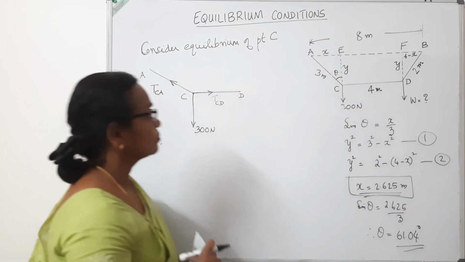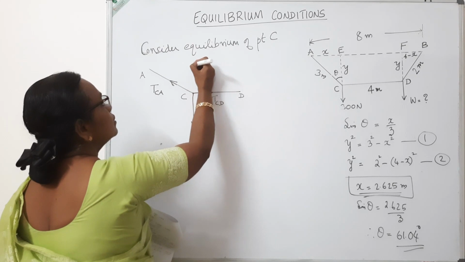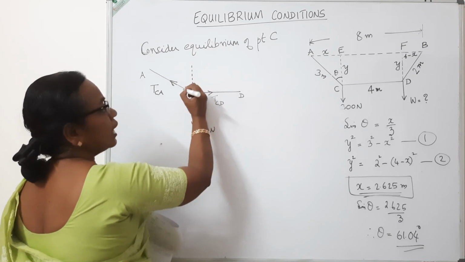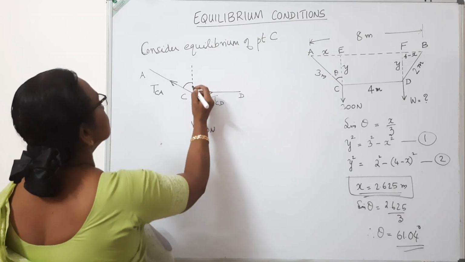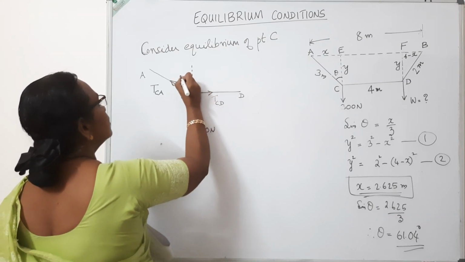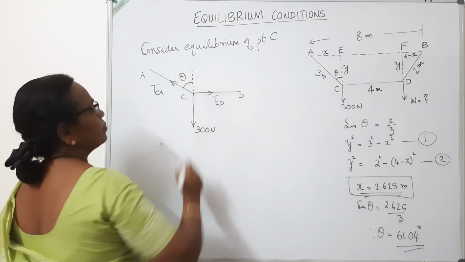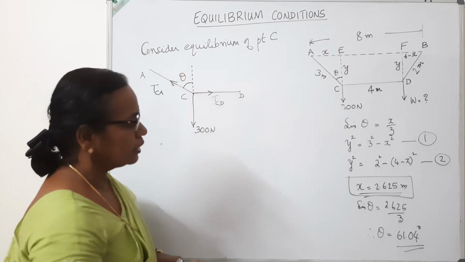So we got this angle. So that is in this figure. The angle which it makes with the vertical is 61. I'll mark it as theta. I have got 61.04 degrees.